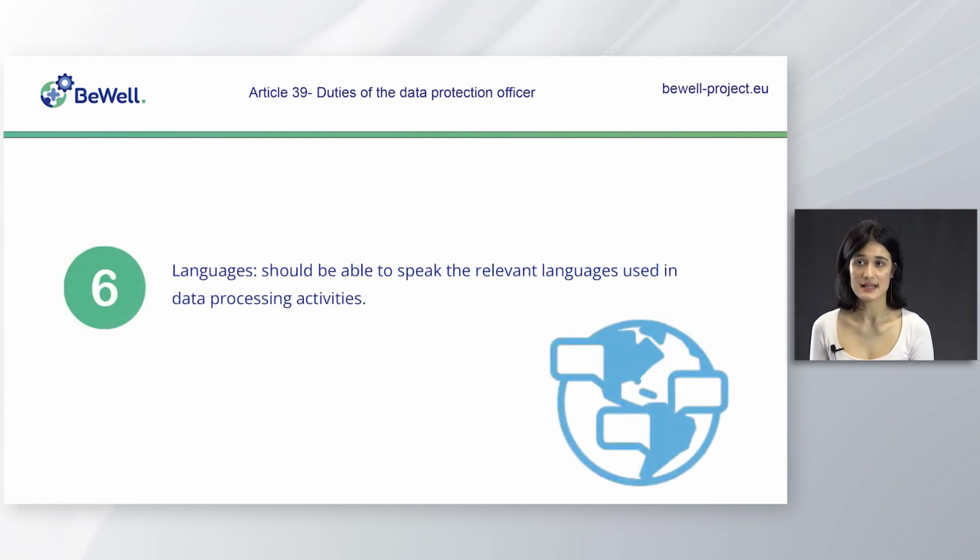And lastly, 6. Languages. If the organization operates in multiple languages, the DPO should be able to speak the relevant languages used in data processing activities. It is important to note that these qualifications are not exhaustive and that organizations may have additional requirements for their DPO based on their specific needs and circumstances.